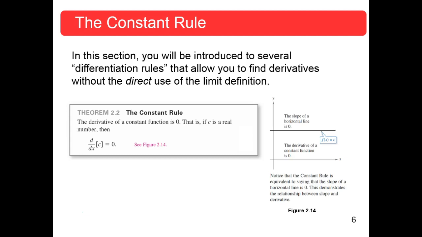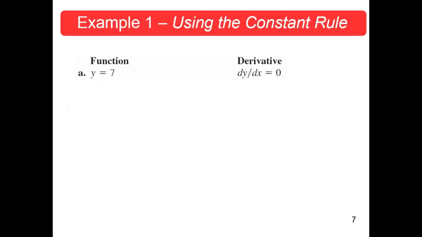Notice that the constant rule, equivalent to saying the slope of the horizontal line is 0, demonstrates the relationship between slope and derivative. Pretty clear, right? Should we harp on it a bit longer? Okay, probably not. Okay, let's see if they have example 1 here.